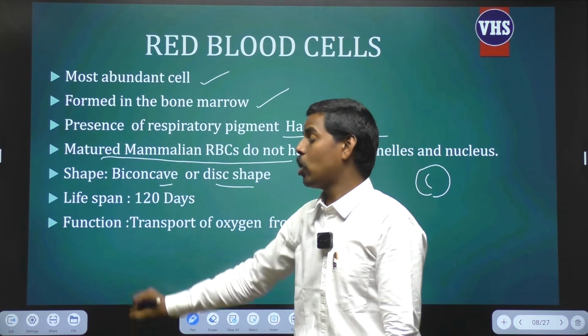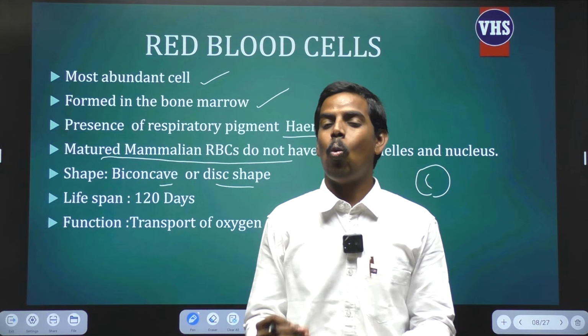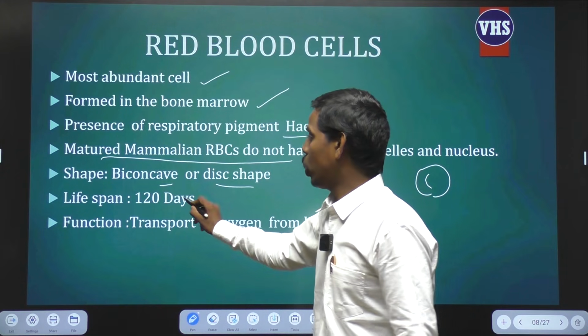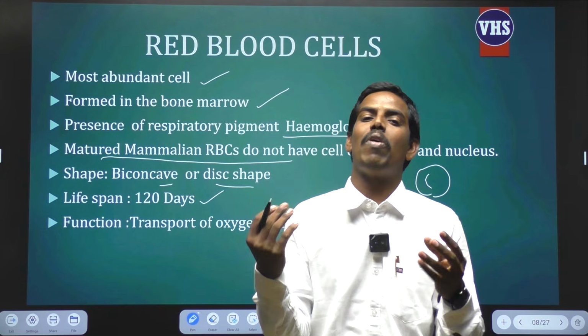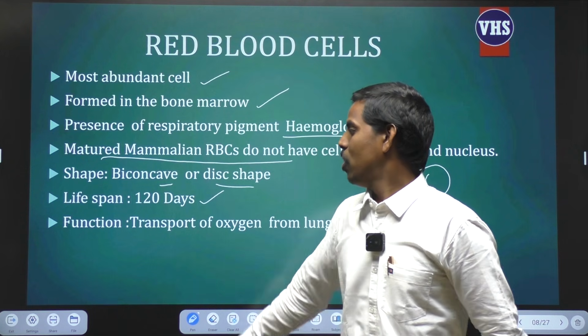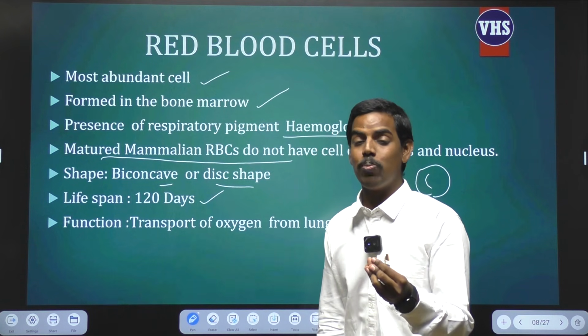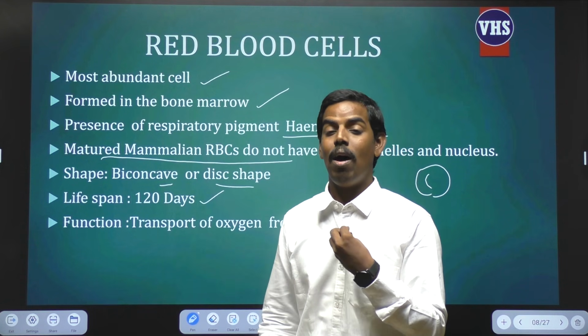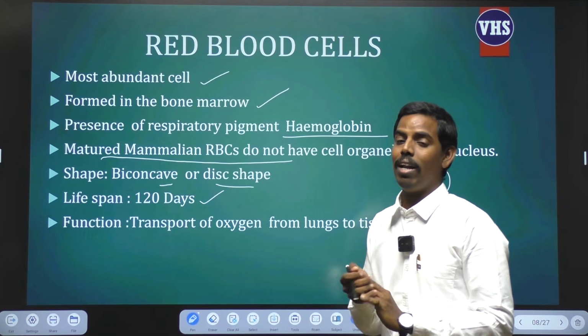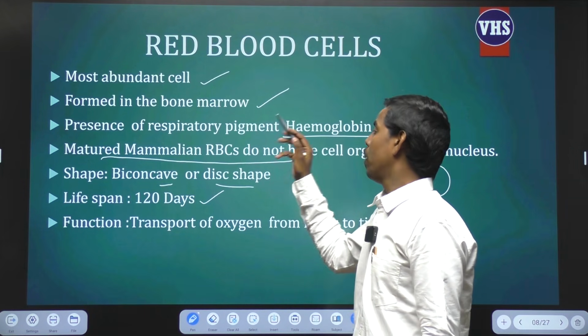What is the lifespan of RBC? 120 days. How many days? 120 days. Next, what is the function of RBC? The function of RBC is transport of oxygen from the lungs to the tissues. Next slide.